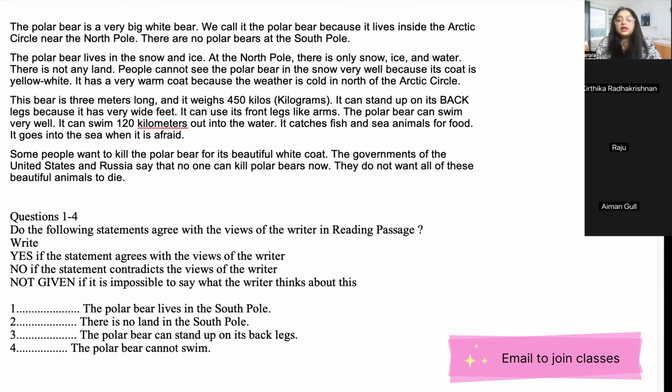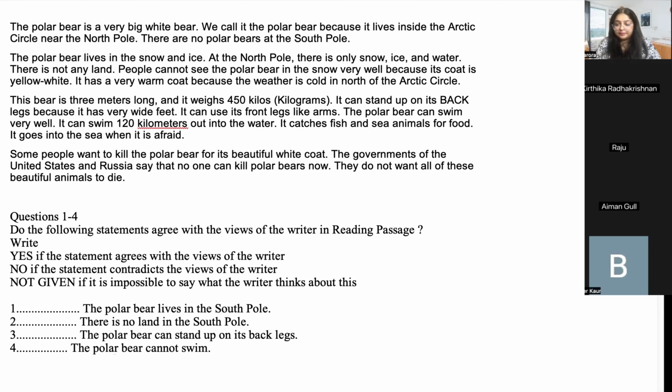Correct? Next, we have the polar bear can stand up on its back legs. And the last one is the polar bear cannot swim. The polar bear cannot swim. So these are the four statements. Now we have to read the passage.